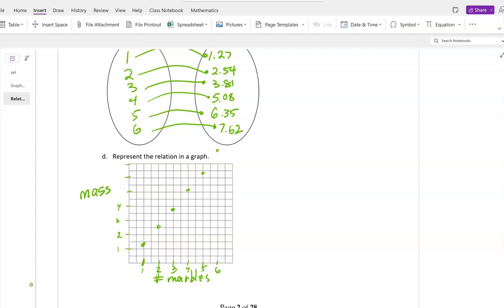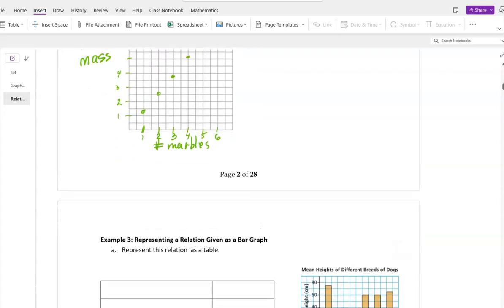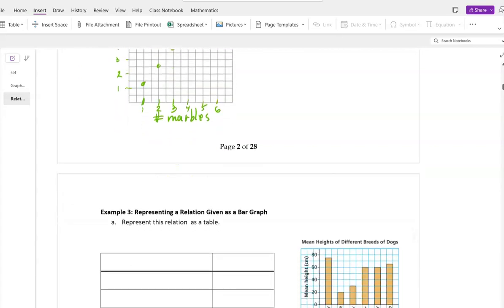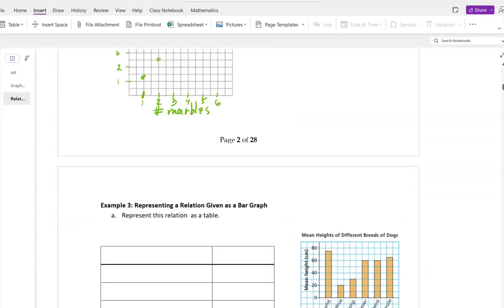Now, quick question. Do you think I should connect the dots like that? I hope you say no, because you can't have half a marble. This is what we call discrete data, not continuous. Okay, we'll talk more about those things as we come up. But discrete means we can't connect the dots, even though it looks like it forms a straight line.